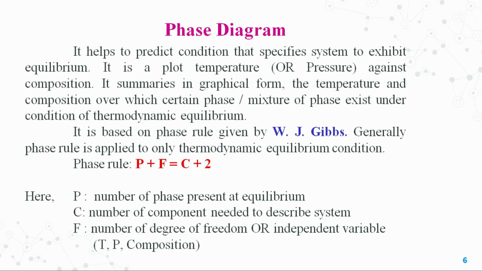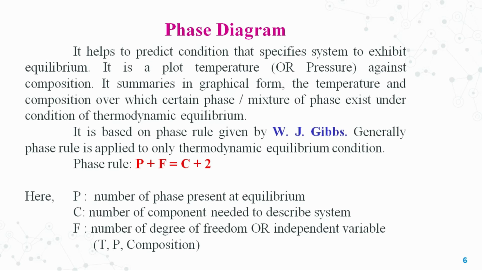So a phase diagram will help us to predict the conditions that specify a system to exhibit equilibrium. It is a plot or a graph of temperature or pressure against composition. It summarizes in graphical form the temperature and composition over which a certain phase or a mixture of phases exists under the condition of thermodynamic equilibrium. This rule is given by W.J. Gibbs. Generally, this phase rule is applied only to thermodynamic equilibrium conditions.